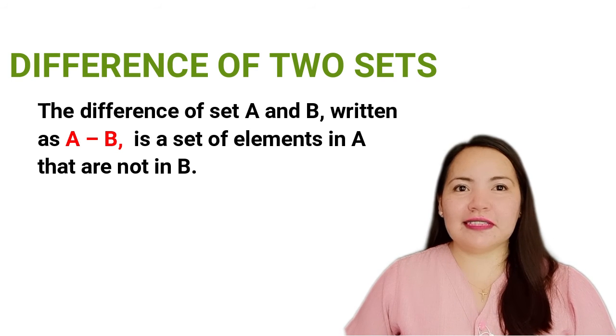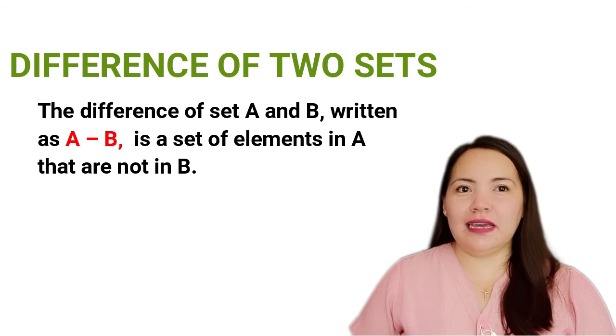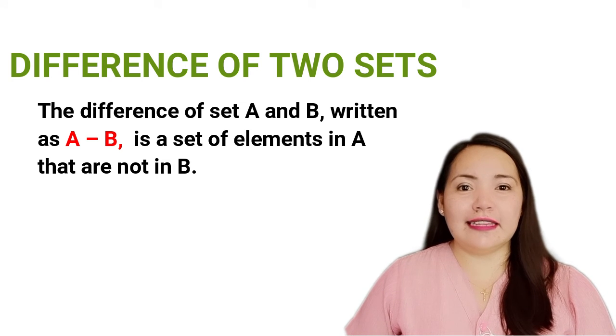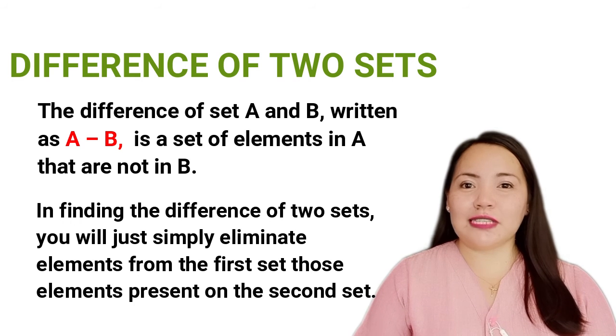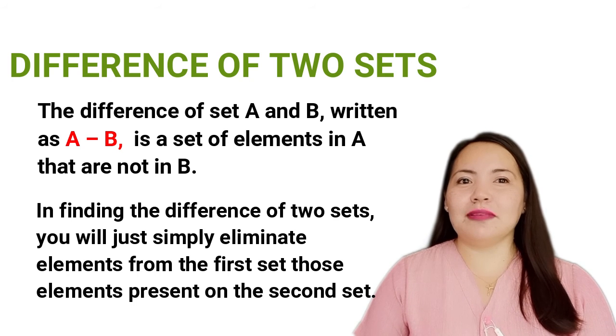The difference of set A and B, written as A minus B, is a set of elements in A that are not in B. In finding the difference of two sets, you will just simply eliminate elements from the first set, those elements present on the second set.